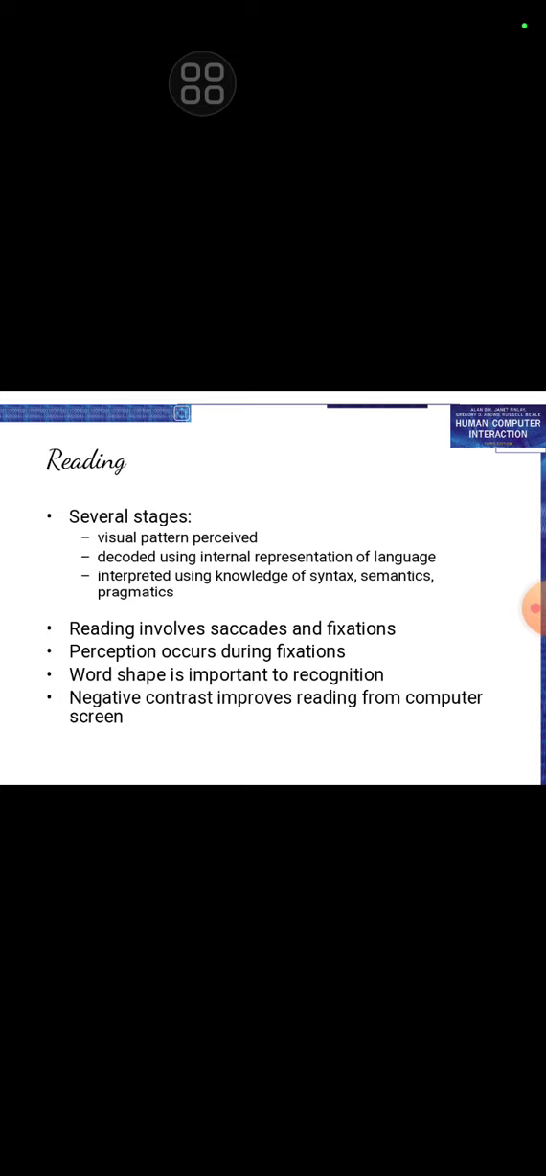Next is reading, which has several stages. Visual patterns are perceived, decoded using an internal representation of language, and interpreted using knowledge of syntax, semantics and pragmatics. Reading involves saccades and fixations. Perception occurs during fixations. Word shape is important for recognition. Negative contrast improves reading from a computer screen.